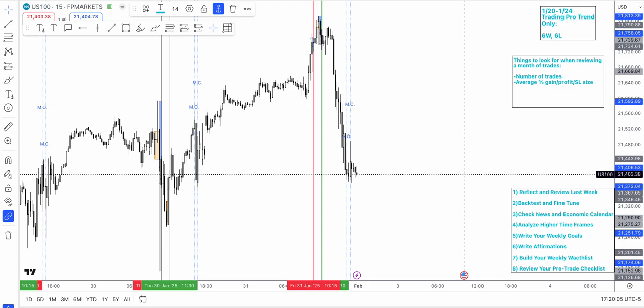You want to look at things like your win percentage, which of course comes from your number of trades you're taking: how many trades you won divided by the amount of trades you actually took. And you want to look at some other factors too here.